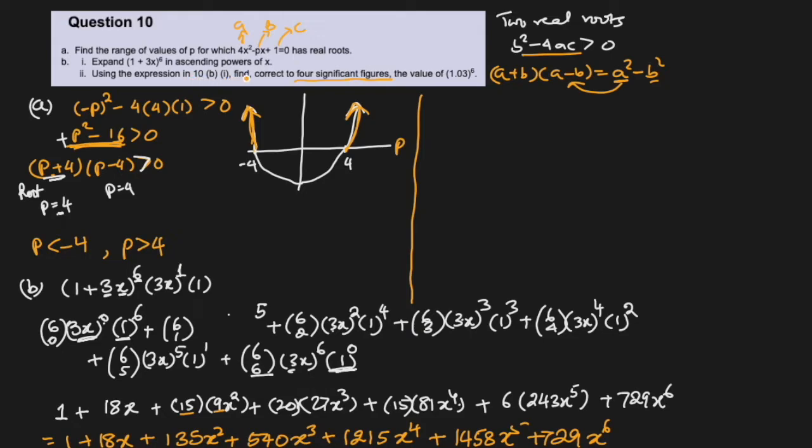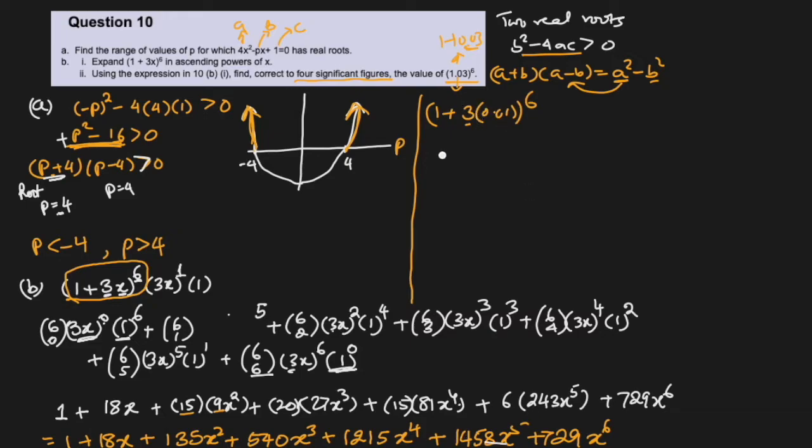Using the expression from part 10, we want the value of this correct to 4 significant figures. So we have to use what we got in the first part, which was 1 plus 3x to the power 6. This can be written as 1 plus 0.03, correct? So I want 3 times something which will be 0.03, and that something is 0.01, to the power 6. And what is the advantage? The advantage is that we don't have to expand like this, just use the last line we got here.